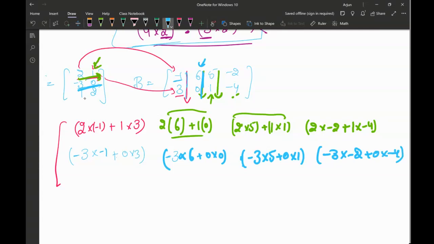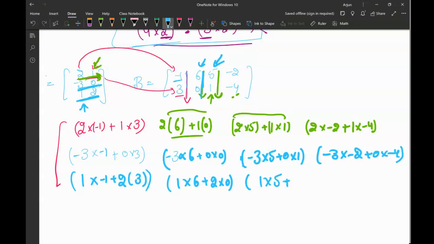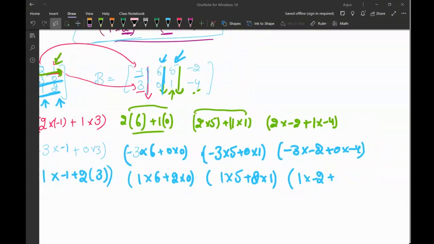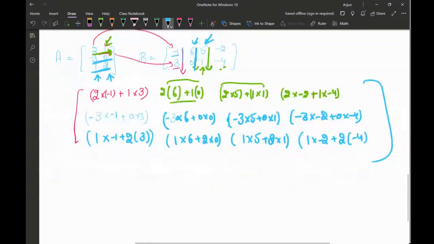And then you're going to do it for this one also. So this will be 1 times minus 1 plus 2 times 3. And then the second will be 1 times 6 plus 2 times 0. And then the third value will be 1 times 5 plus 2 times 1. The fourth element will be 1 times minus 2, and then plus 2 times minus 4. That's how you're going to get it.